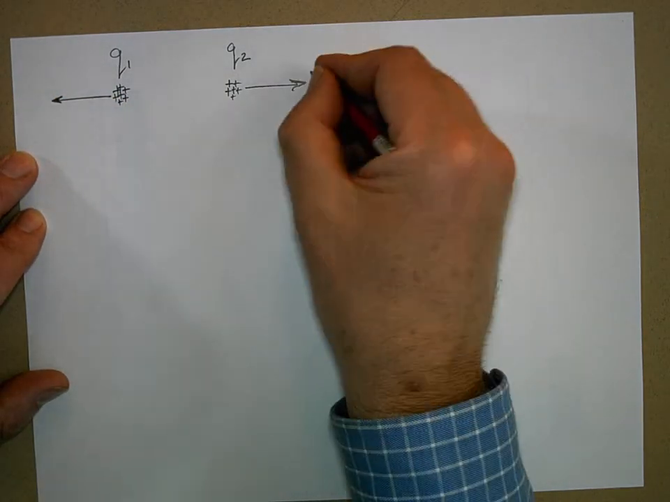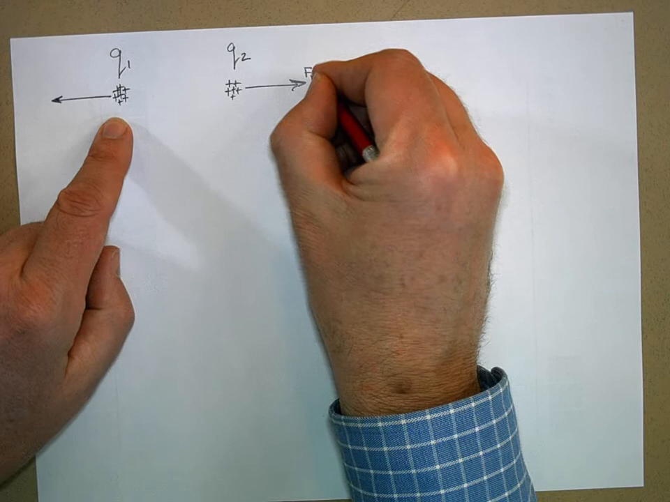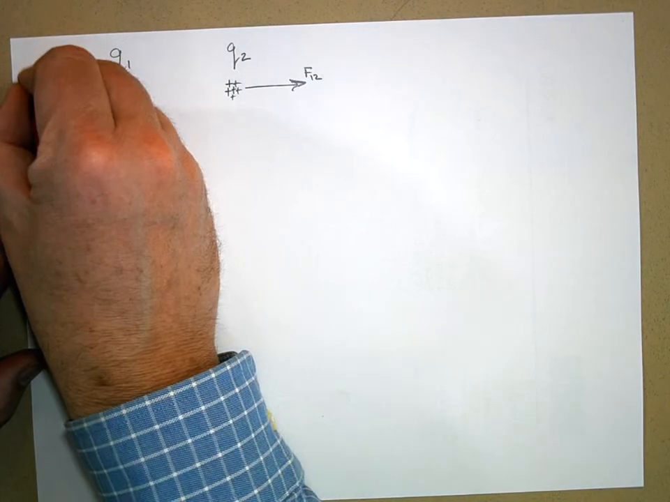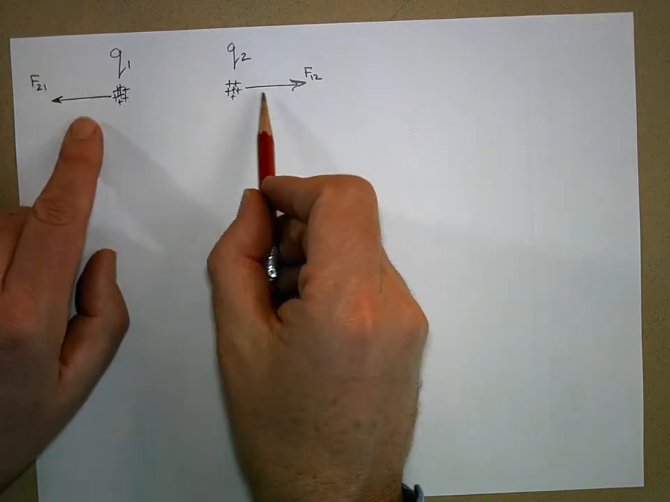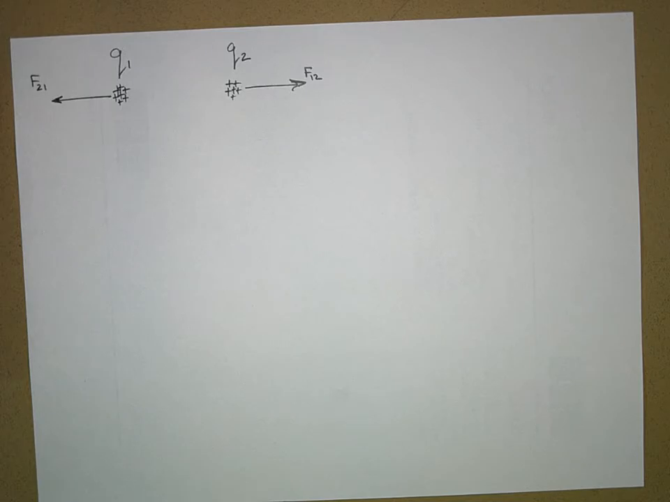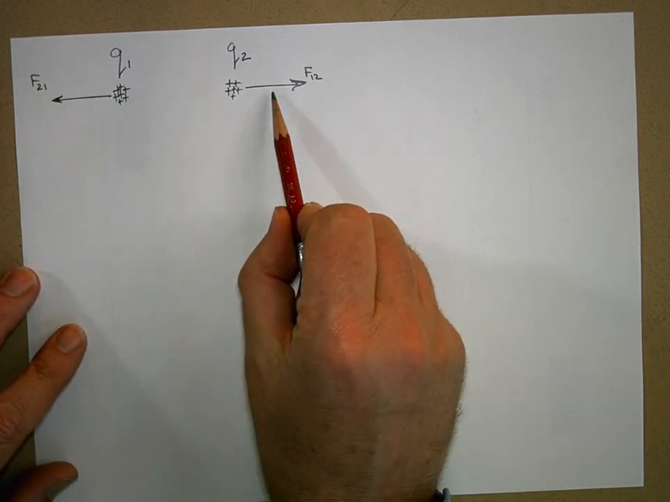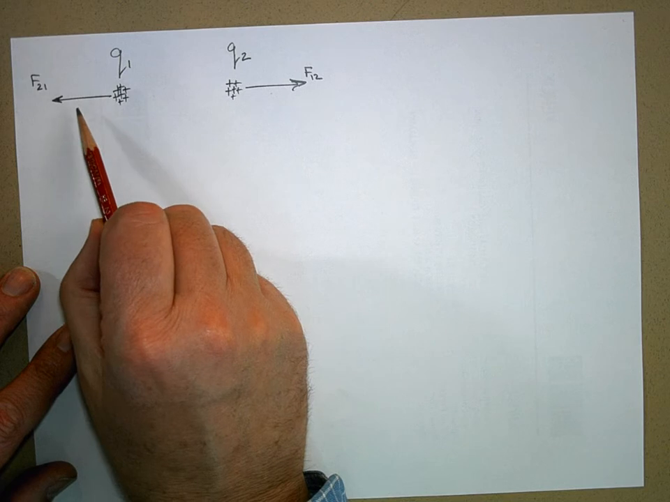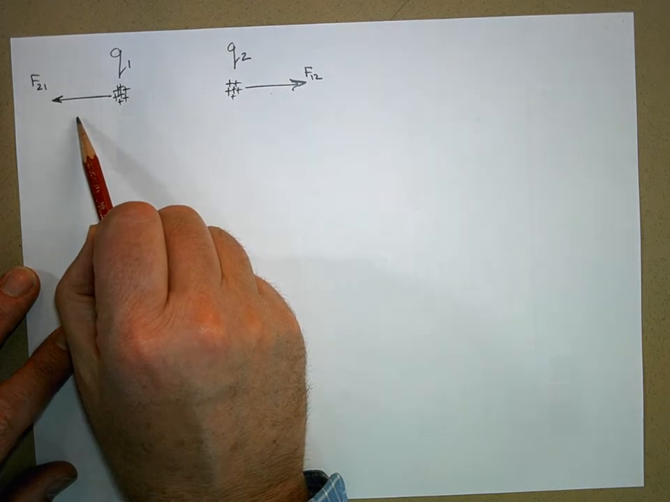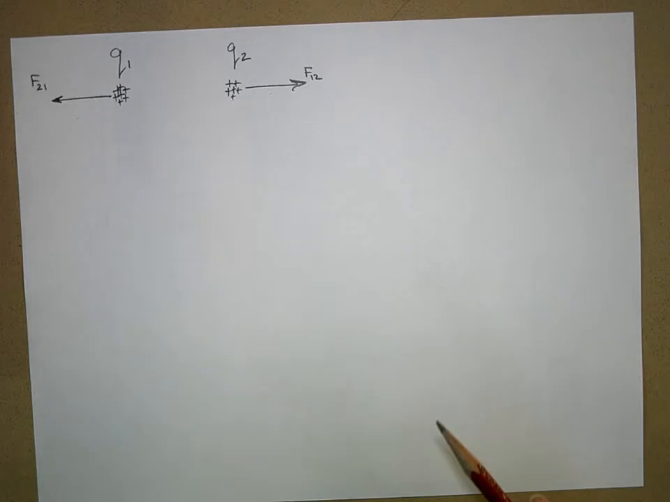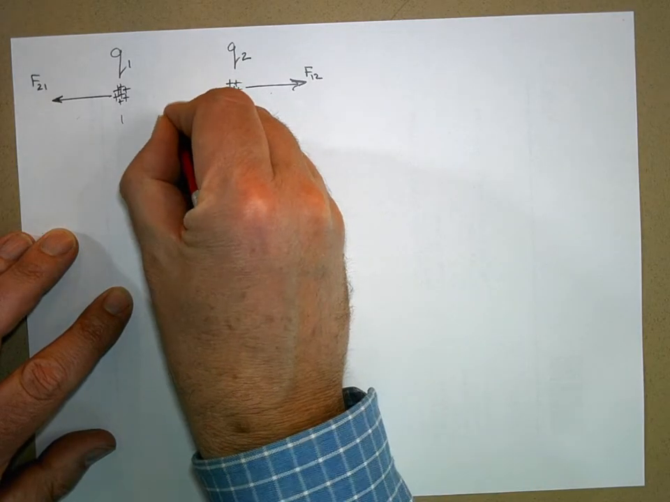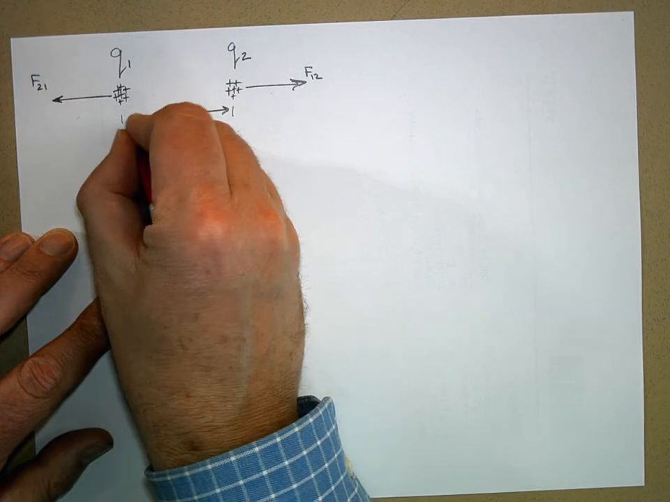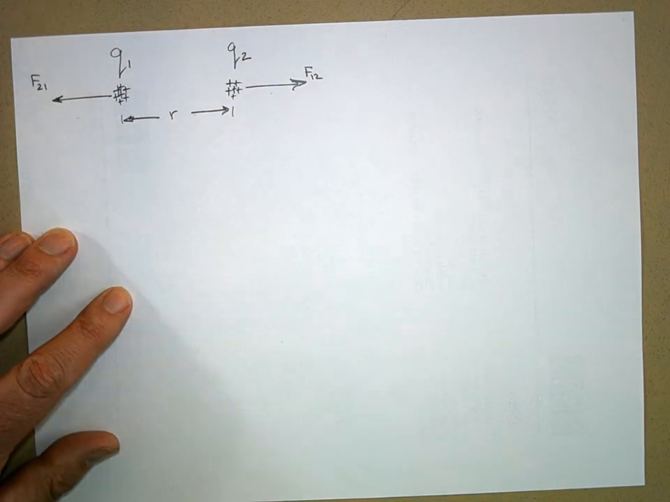So we're going to say this is the force of charge 1 on charge 2. This is the force of charge 2 on charge 1. And these forces will be equal in magnitude but opposite in direction. Newton's third law says that has to happen. Remember, for every force on one object, there must be an equal but opposite force on another object. Always. And then these two objects have a certain distance between them. I'm going to call it R. Your textbook uses the letter D, but I'm going to use the letter R.